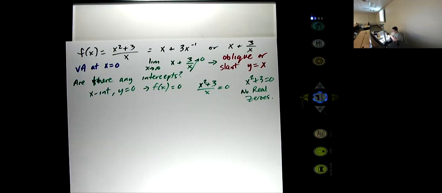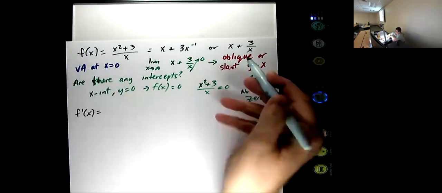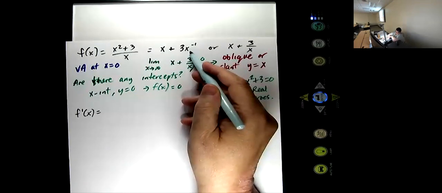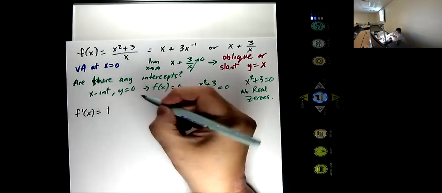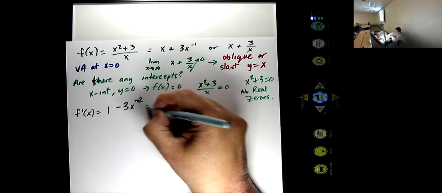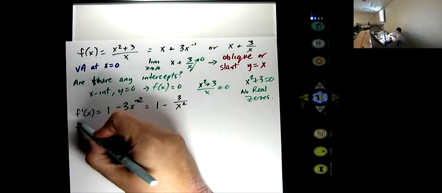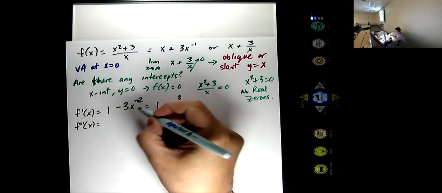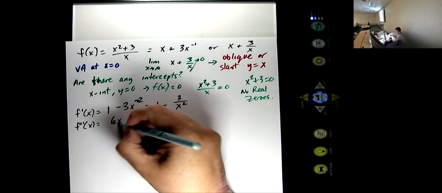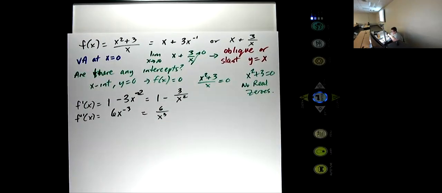All right, so f prime of x is, I think this one's the easiest to take the derivative of. We have 1 minus 3x to the negative 2, which is 1 minus 3 over x squared. And the second derivative is 6x to the negative 3, or 6 over x cubed. This helps us get our regions of increasing and decreasing.